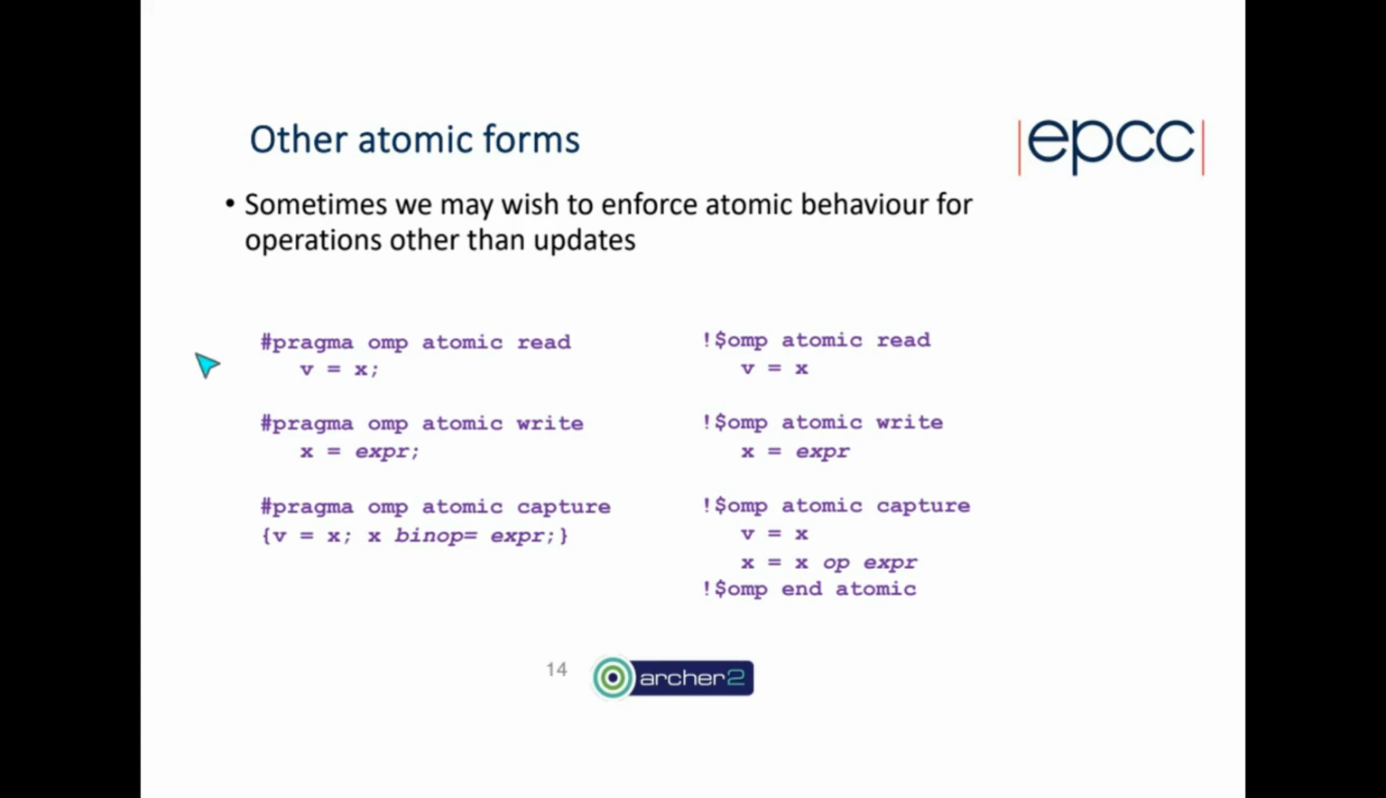Okay, there are other atomic operations. You can do atomic reads, you can do atomic writes, and you can also do atomic captures. So what a capture does is it applies to actually a pair of statements. So a capture will basically allow you to atomically read the old value of a variable and modify it in a single operation. So you're able to store the old value of X here into V and then modify it and have that whole pair of statements execute as an atomic thing.